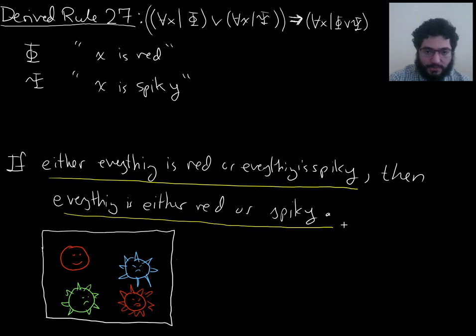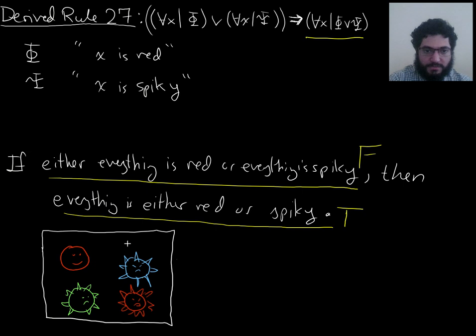So it's definitely true that everything is either red or spiky. If you look at any particular thing, it's going to be either red or spiky. Like this one, it's red. This one, it's spiky. This one, it's spiky. This one is both. So definitely it's true that it's either red or spiky. So the conclusion of the implication is true about the universe here. However, the hypothesis is false.